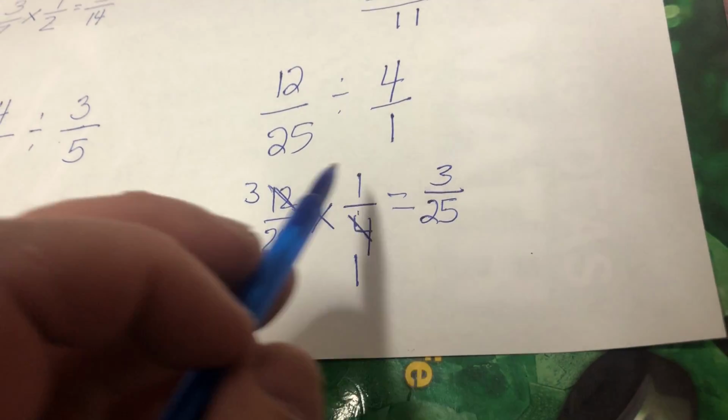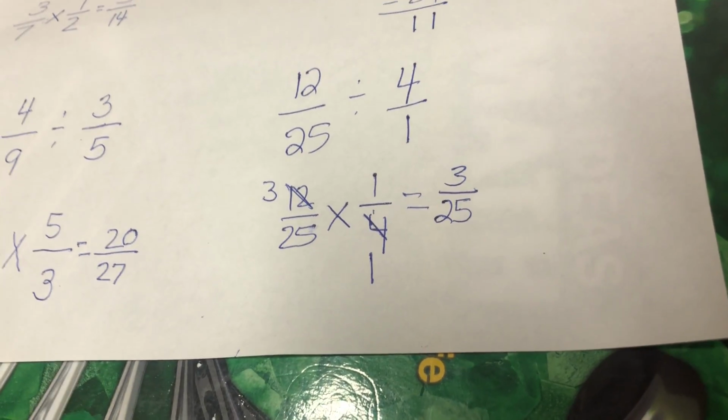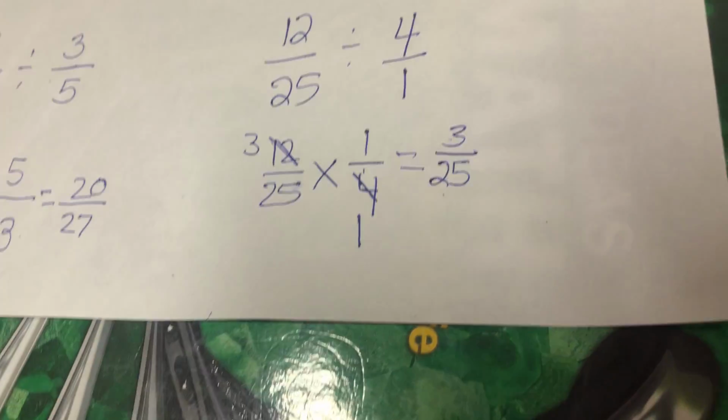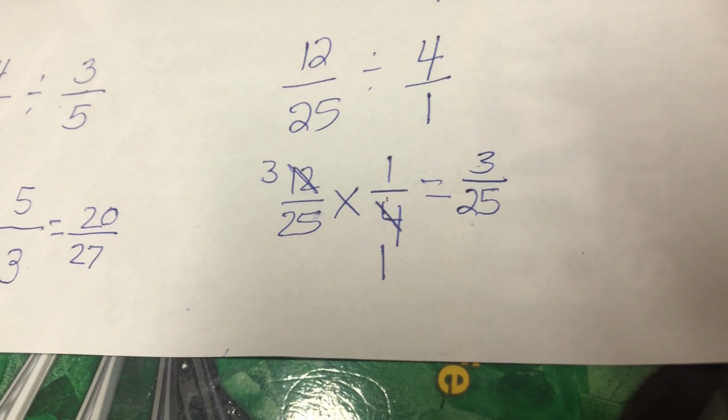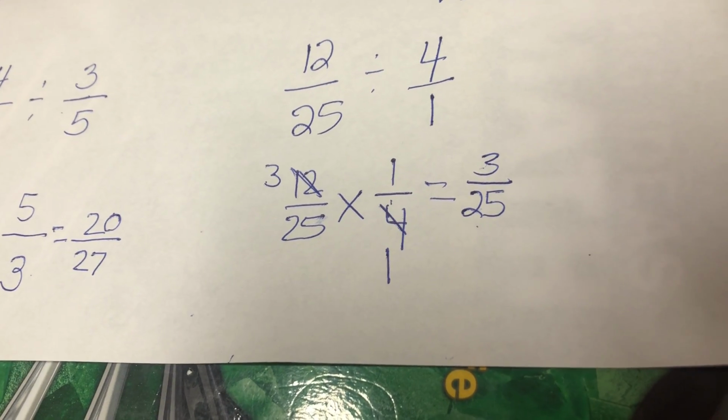Since I made these numbers as small as I could, I can be confident that's in simplest form. Always good to double check. But when I think about 3 and 25, the only number that can go into both 3 and 25 evenly is 1. So I can be confident that that is in simplest form.